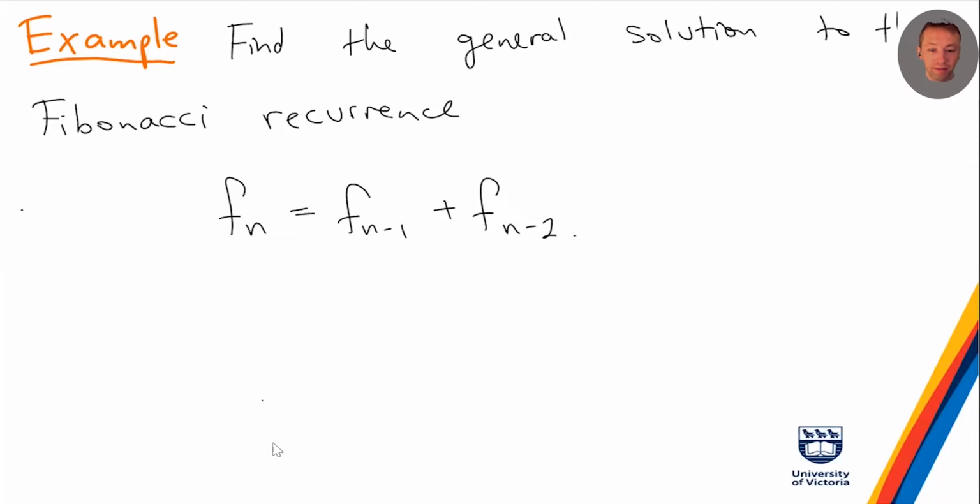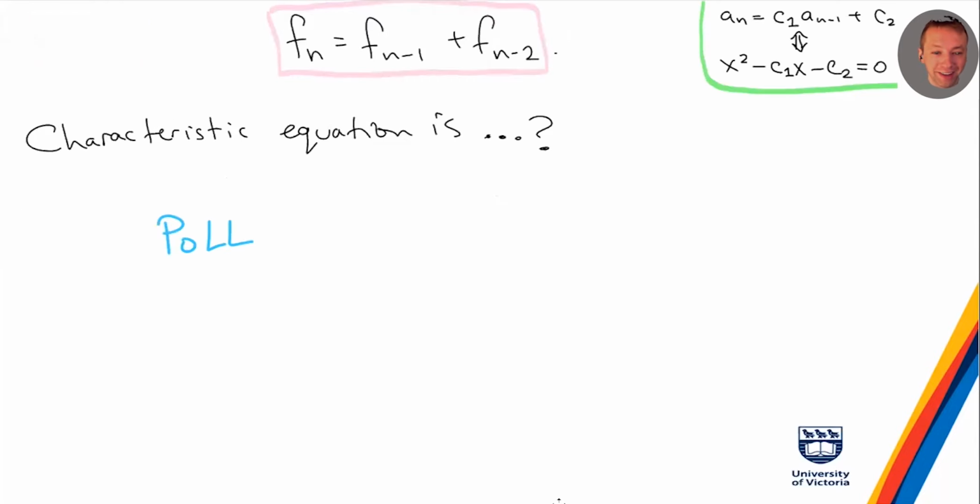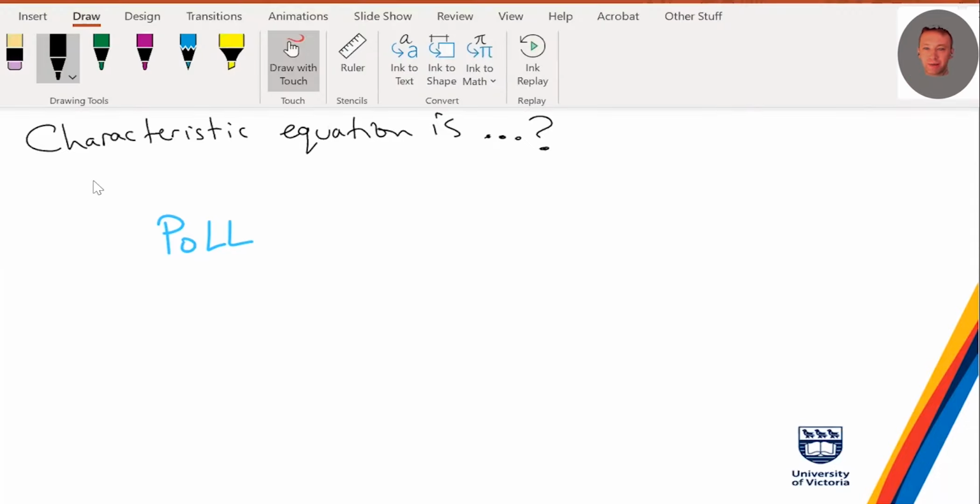So the first step is to just write down the characteristic equation. So maybe I've set this up as a poll. Anyway, if you know the answer, then let's try to be quick here. So what is the characteristic equation of this second order recurrence relation, F_n is F_(n-1) plus F_(n-2)? And we're getting a whole bunch of answers kind of converging on the same thing.